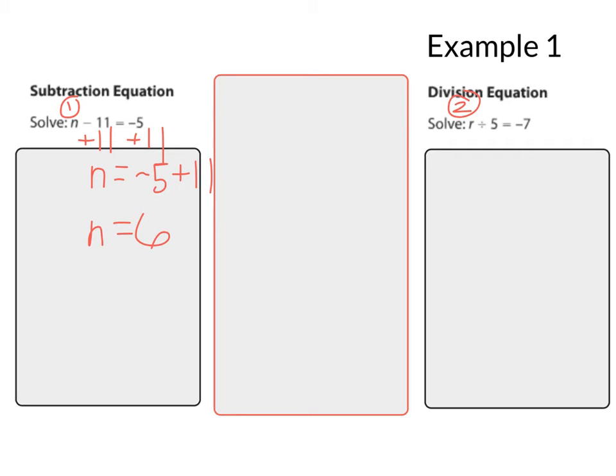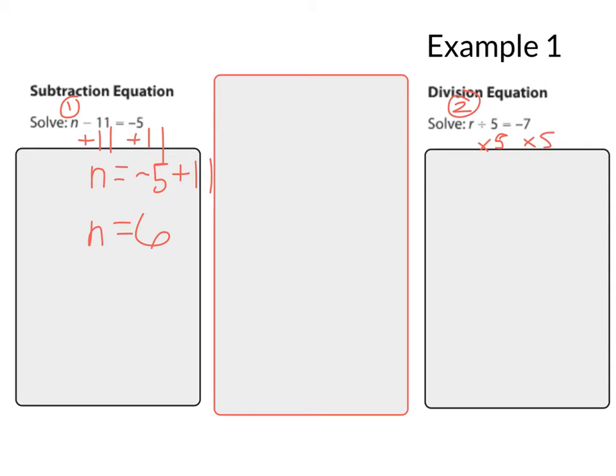This is a division problem. R split into groups of 5 equals backwards 7 or negative 7. So what is the opposite of splitting into 5 groups, or groups of 5? Well, it's multiply by 5. And I can't just do that to one side, I need to do it to both.